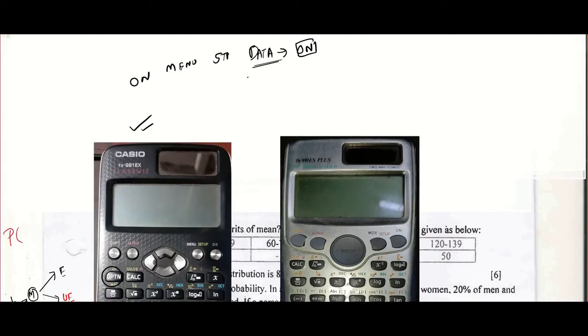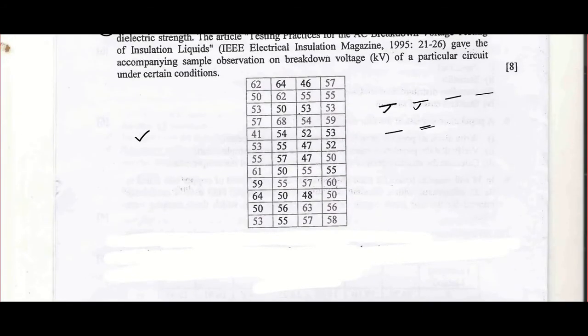Now you go for the option button. Can you see that OPTN? Go for the option button, and there will be something called one variable calculation. And from one variable calculation, you'll be able to find X bar. X bar means sample mean, and S means sample standard deviation. So please be careful. You should not find sigma accidentally. This stands for population standard deviation.